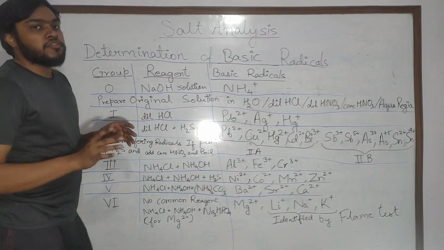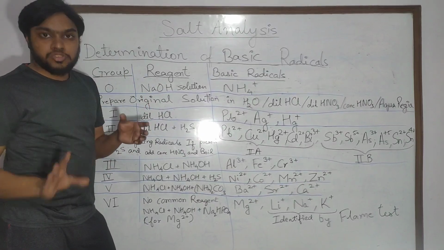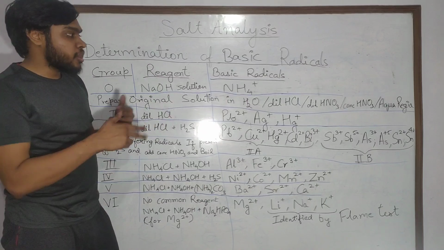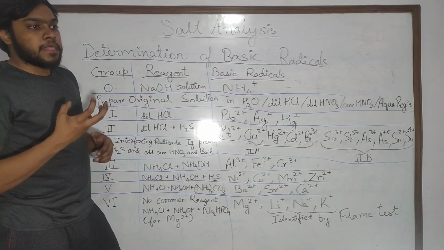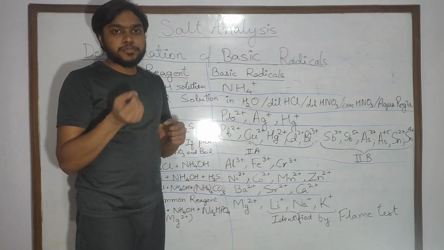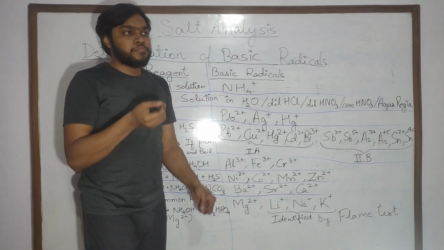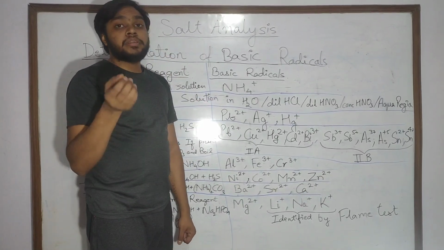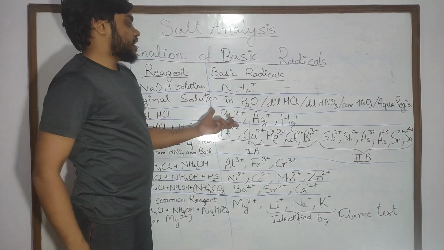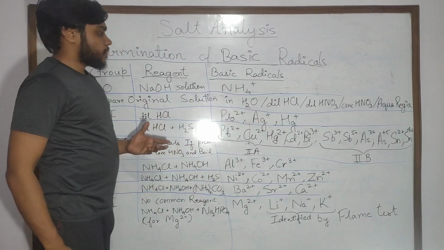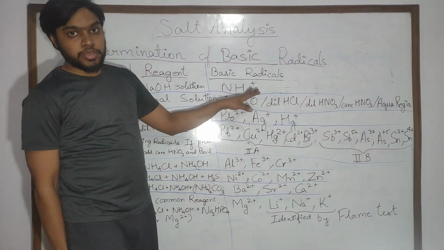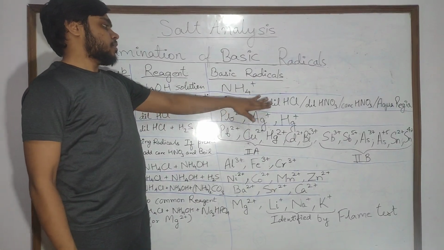What we do is first take some salt in a test tube, add sodium hydroxide solution into it and boil it. If on boiling ammonia gas is evolved, which can be identified by its smell, or by a litmus paper, or a glass rod dipped in hydrochloric acid, then it is identified from the evolved gas. So the basic radical could be ammonium. Ammonium could be present.